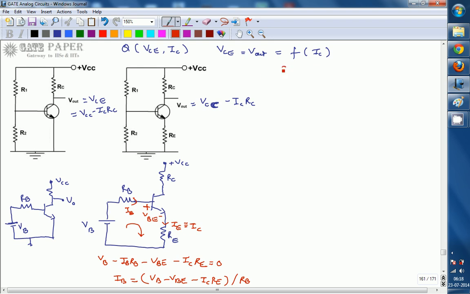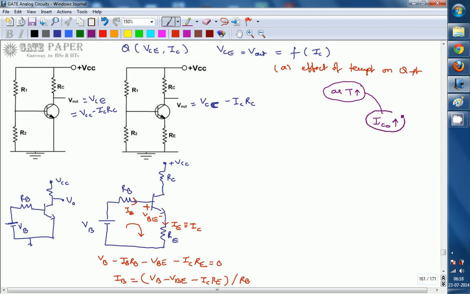First I am going with temperature, the effect of temperature on the Q point. First of all, we will see what happens if temperature increases. Later I can go for the remedy with this circuit. So first, let us assume the temperature is going to increase. Whenever temperature increases, the reverse saturation current ICO is going to increase.